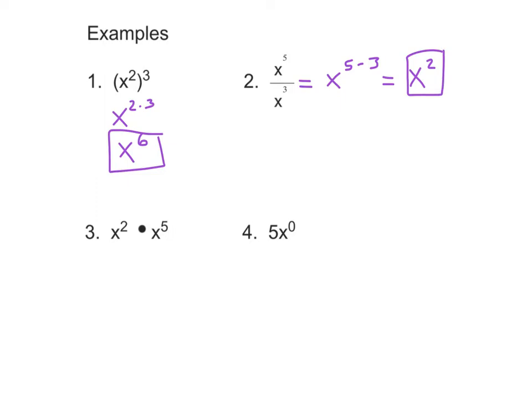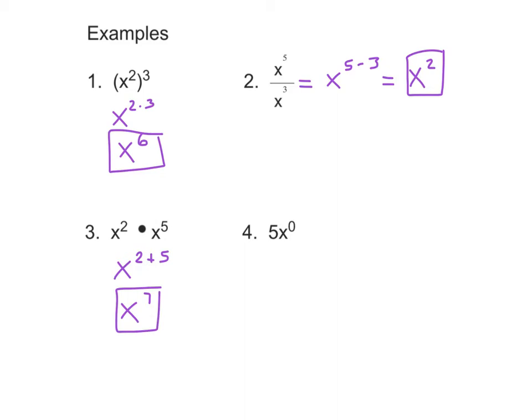Number 3, x squared times x to the 5th. Again, we have a base of x and another base of x. We're always looking for like bases, and they're being multiplied. And because the bases are the same and they're being multiplied, we add their exponents. So we're going to have x raised to the 2 plus 5 in this situation, and 2 plus 5, of course, is 7, x to the 7th.